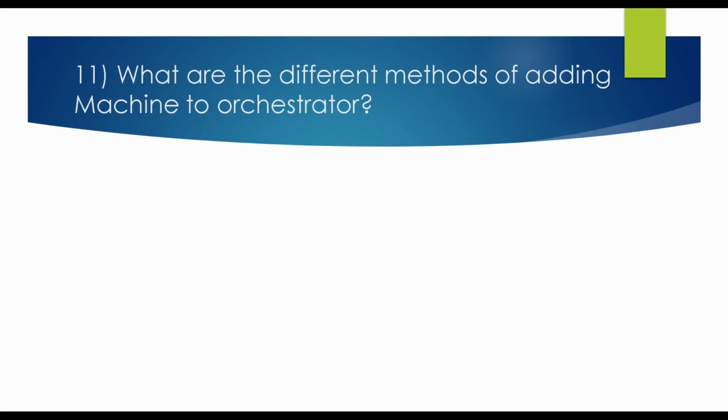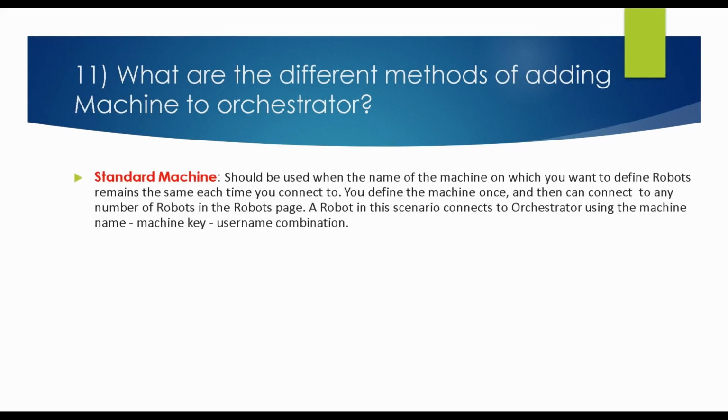What are the different methods of adding machines to Orchestrator? There are different methods of adding or configuring machines to Orchestrator. Let's see what those are. The first one is the standard machine. It should be used when the name of the machine on which you want to define robots remains the same each time you connect. You define the machine name and then can connect to any number of robots in the robot page. A robot in this scenario connects to Orchestrator using the machine name, machine key, and username combination.